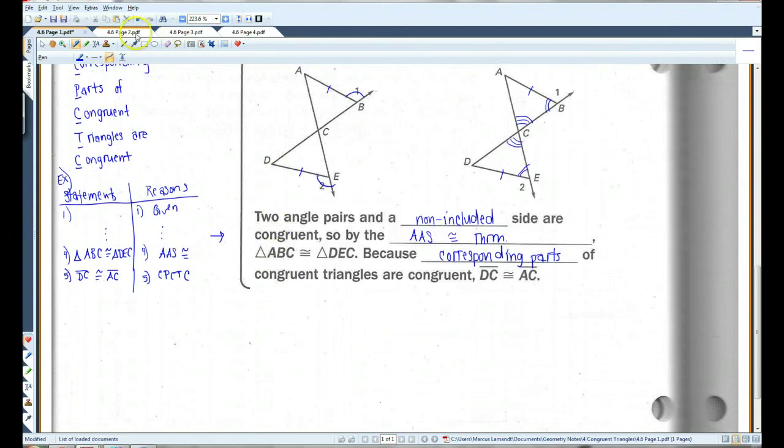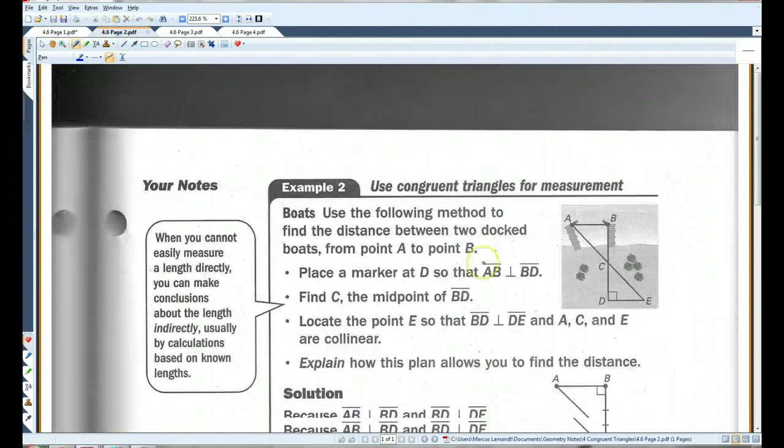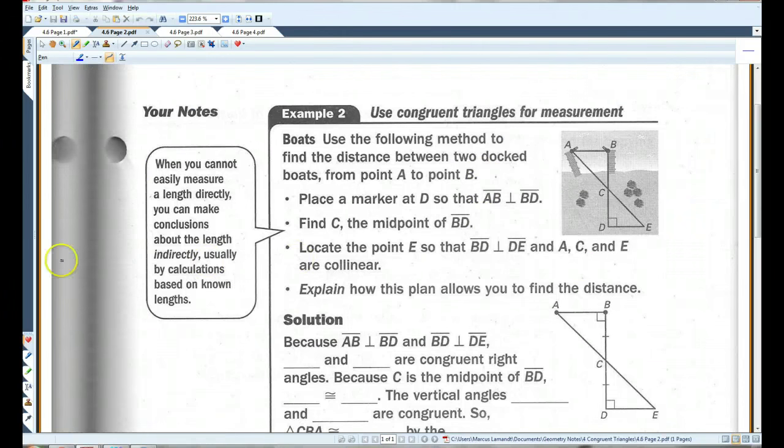Alright, let's go on to page 2. Example 2. Use the following method to find the distance between two docked boats from point A to point B. Place a marker at D. So AB is perpendicular to BD. Okay, so AB perpendicular to DB. Okay, find C, the midpoint of BD.